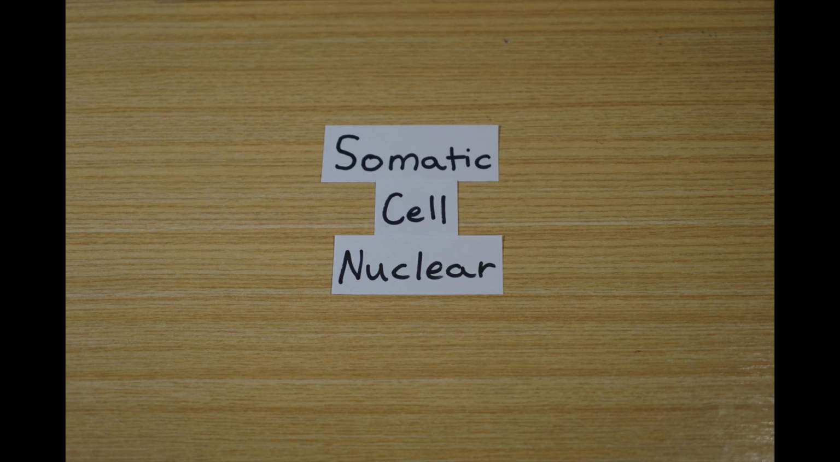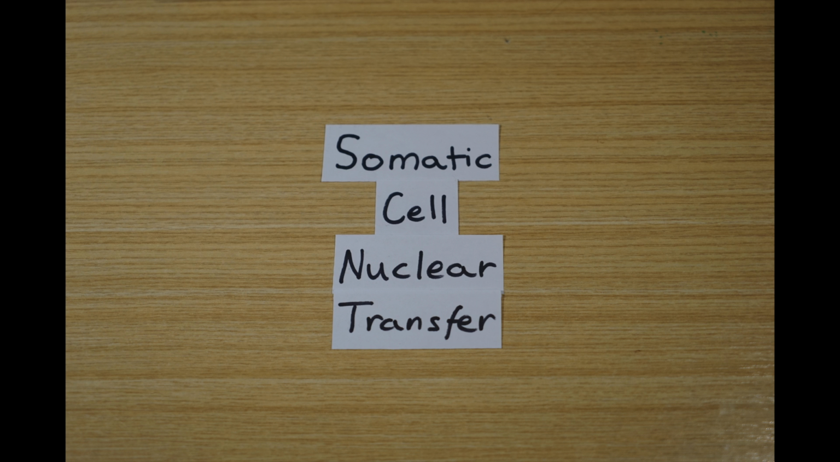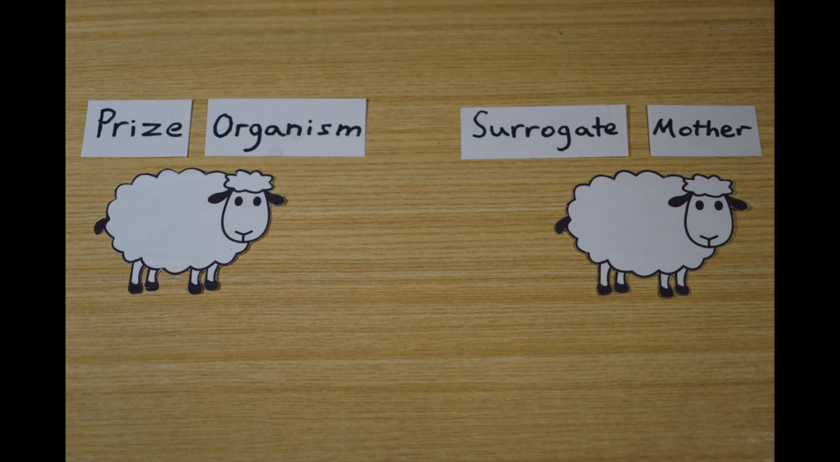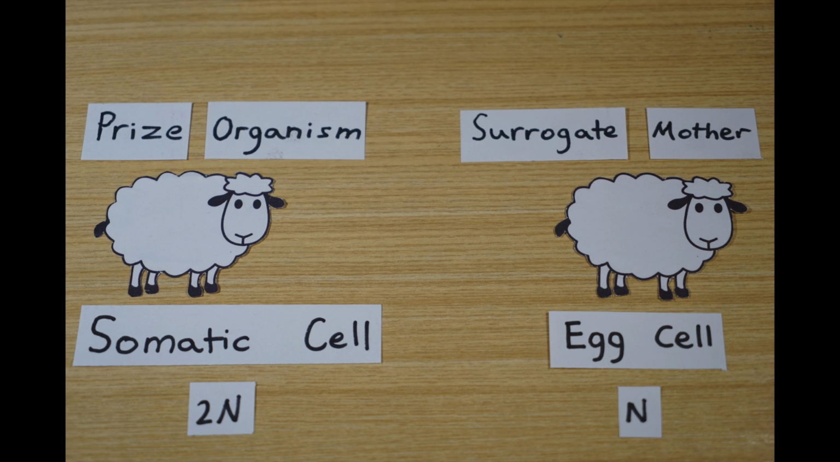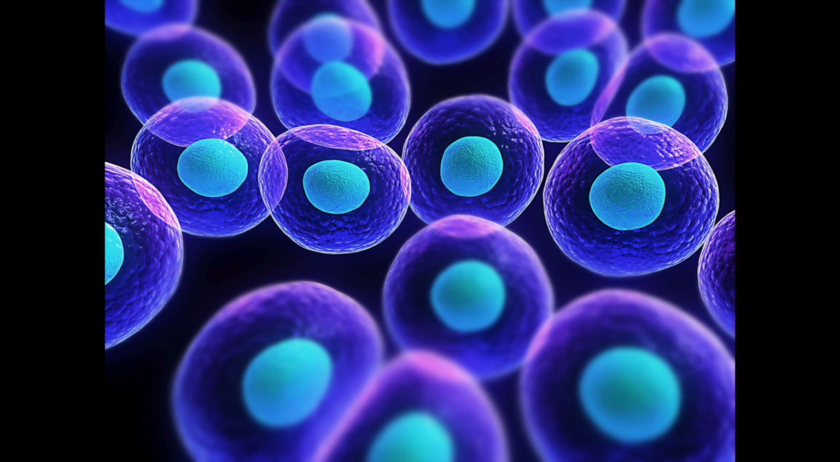Artificially cloning multicellular organisms is done through a process called somatic cell nuclear transfer. A somatic cell is taken from an organism that you want to clone, and an unfertilized egg is taken from a surrogate mother. In this example, the organism we want to clone shall be referred to as the prize organism. The cell taken from the prize organism can be almost any type of cell, remembering that regardless of the cell's function, they all contain the same DNA.